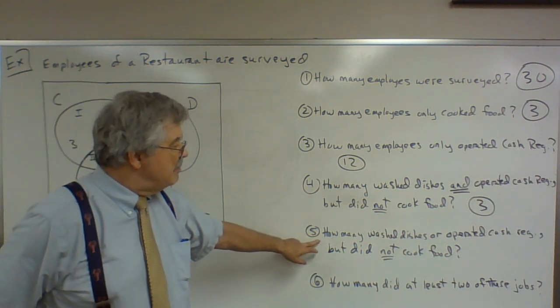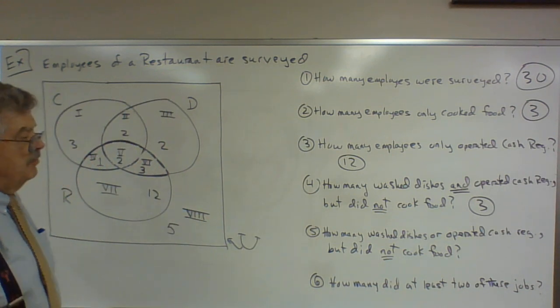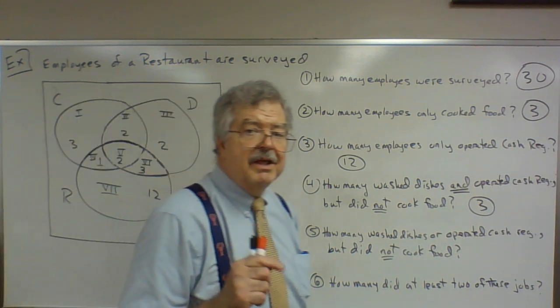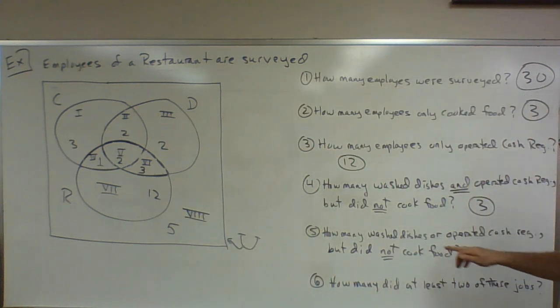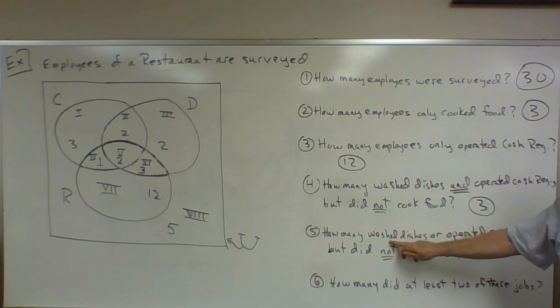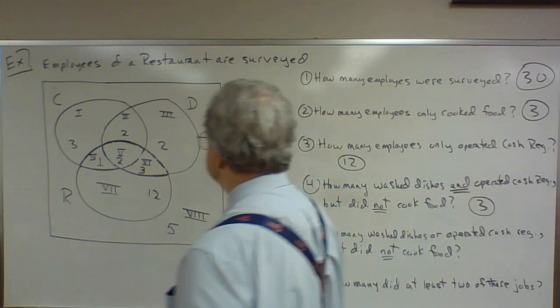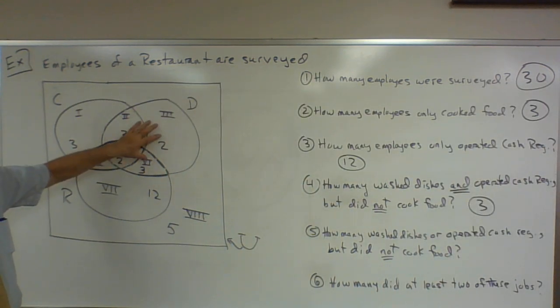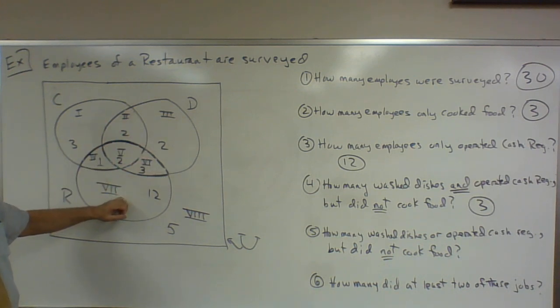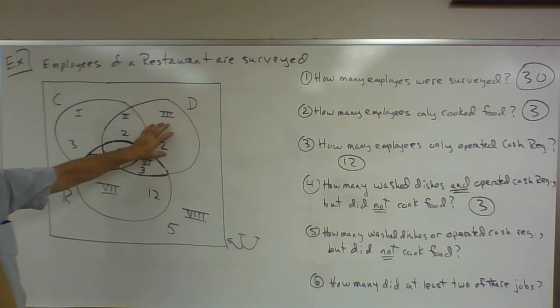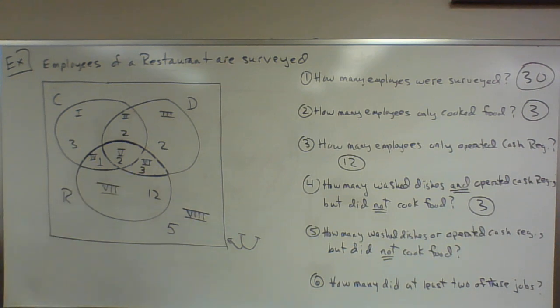Question 5. How many people washed dishes or operated a cash register but did not cook food? Now, this is tricky, and I'll tell you why. They're not saying how many people washed dishes and operated a cash register. They're saying how many people washed dishes or operated a cash register, which means they could have washed dishes, but they didn't operate the cash register. Or they could have operated the cash register, but they didn't wash dishes. Or maybe they washed dishes and operated the cash register.